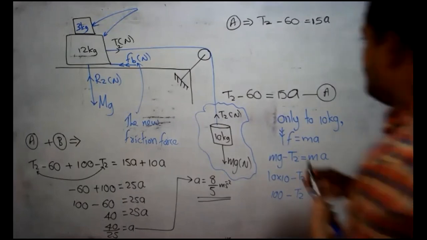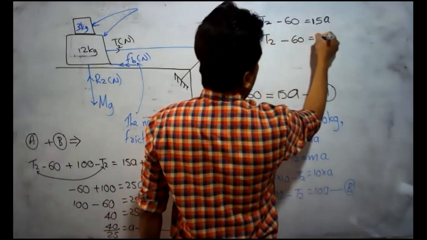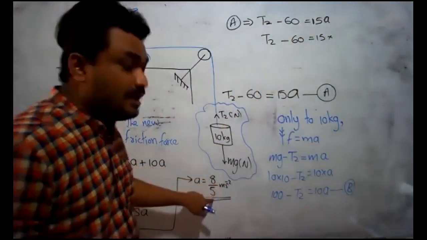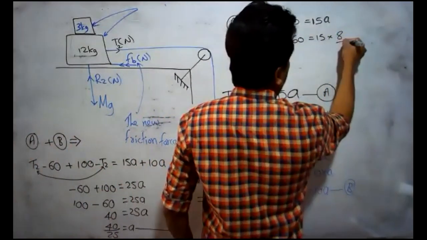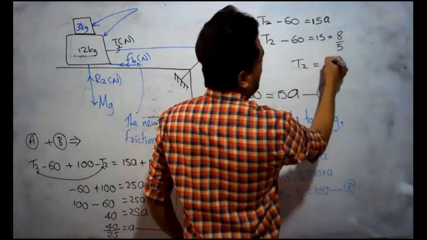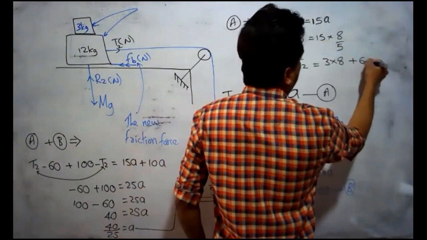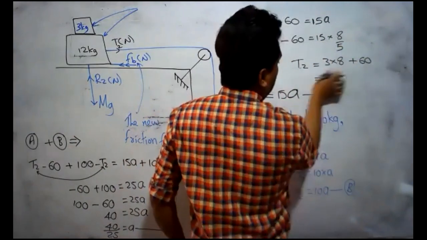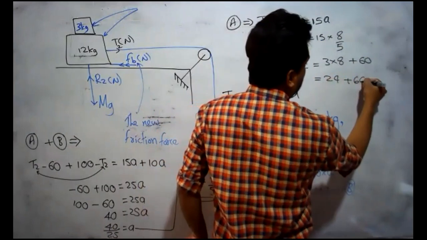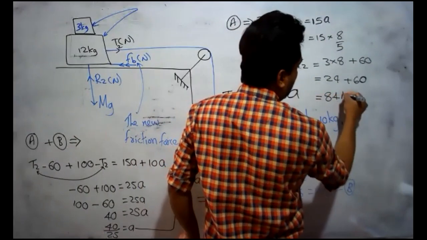So T2 minus 60 equals 15A. Acceleration is now 8/5. So T2 equals 15 divided by 5 is 3, times 8. Minus 60 comes to this side as positive 60. So 3 times 8, 24, plus 60. 60 plus 24 means 84 Newton.